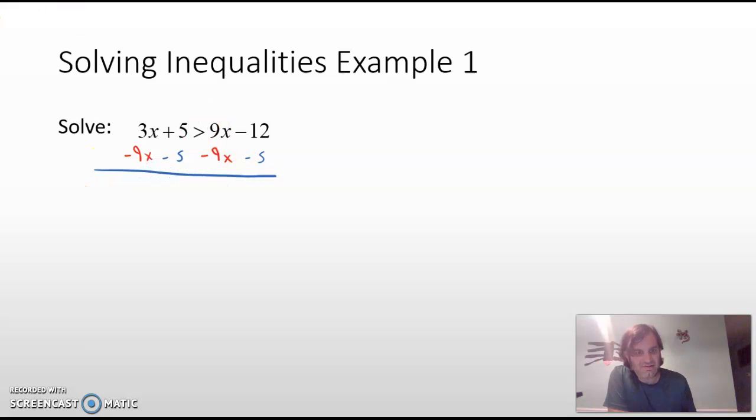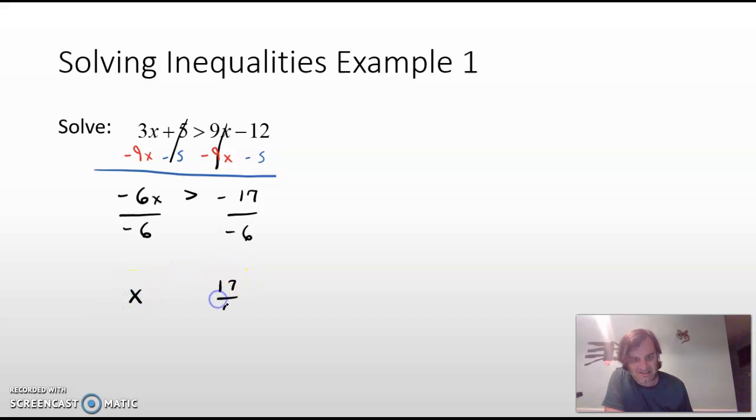So when I clean that up, I have -6x greater than -17. Now, -6x greater than -17, I'm going to want to divide both sides by -6. What that gives me will be x on one side and 17/6 on the other. But because I divided by this negative, I'm going to have to flip this inequality around. So it'll become x less than 17/6.